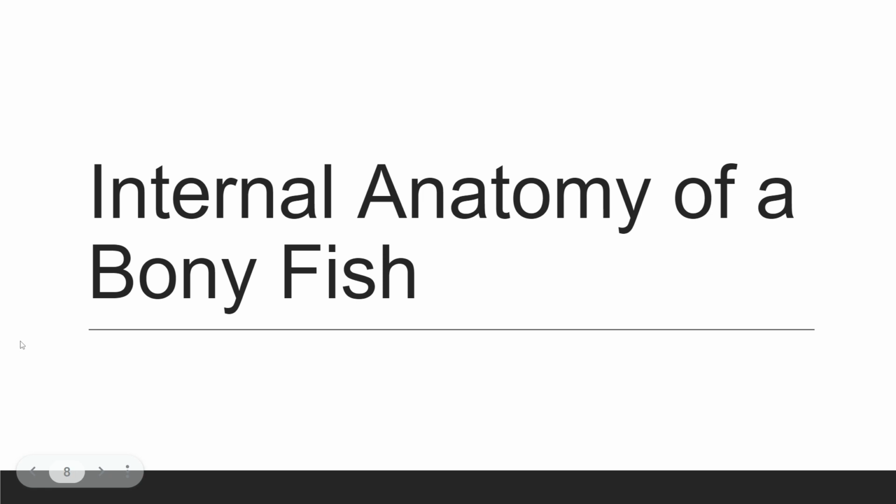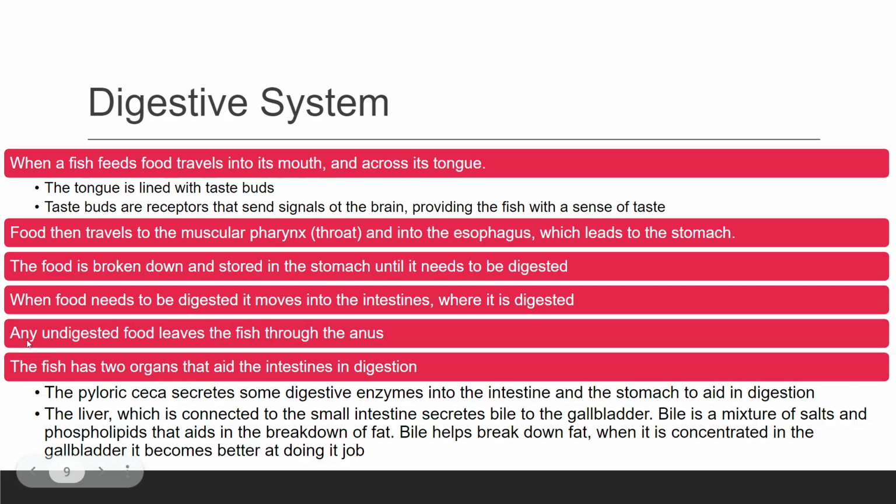Now let's look at the internal anatomy of a bony fish. When a fish feeds, it is going to have food travel into its mouth, then it goes across its tongue. Their tongue is lined with taste buds, and taste buds are receptors that send signals to the brain, providing the fish with a sense of taste. Food then travels to the muscular pharynx, or the throat, then the esophagus, and the esophagus leads to the stomach. Food then is broken down and stored in the stomach until it needs to be digested. When the food needs to be digested, it moves into the intestines, where it is digested. Any undigested food leaves the fish through the anus.